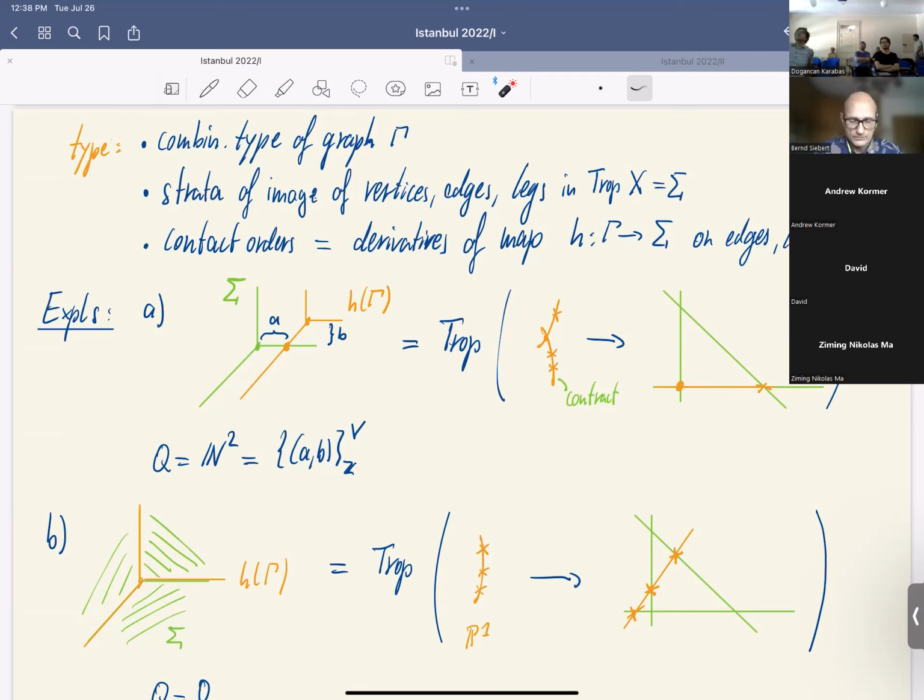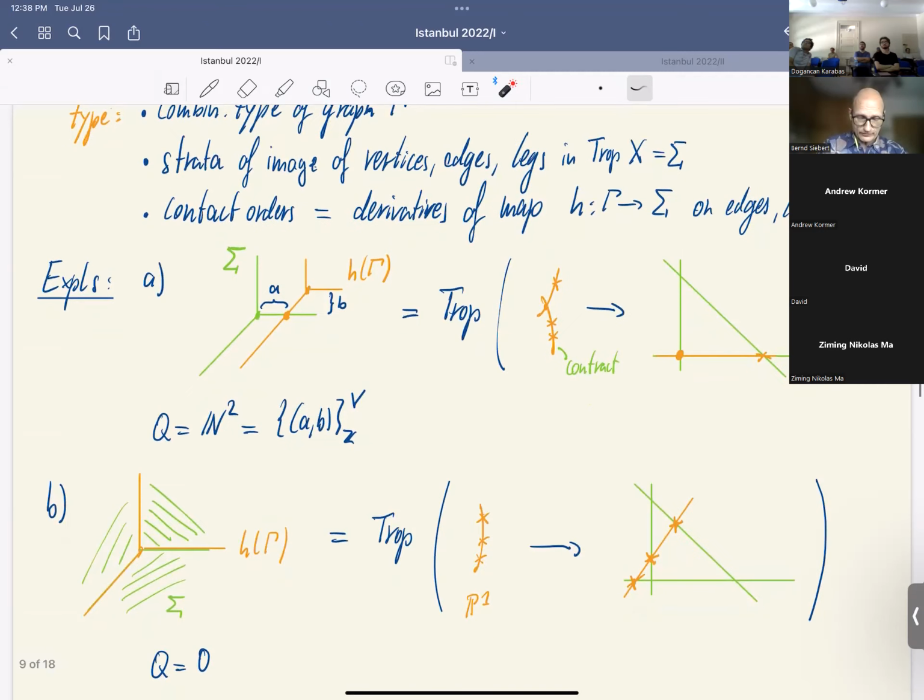And what's the difference between edges and legs? Sorry. This is an edge. So yeah, that's an edge and that's a leg. Just in graph theory, right? Your legs are like the edges with only one adjacent vertex. Yes, exactly. Okay. Thanks. So that was already kind of a more interesting example.